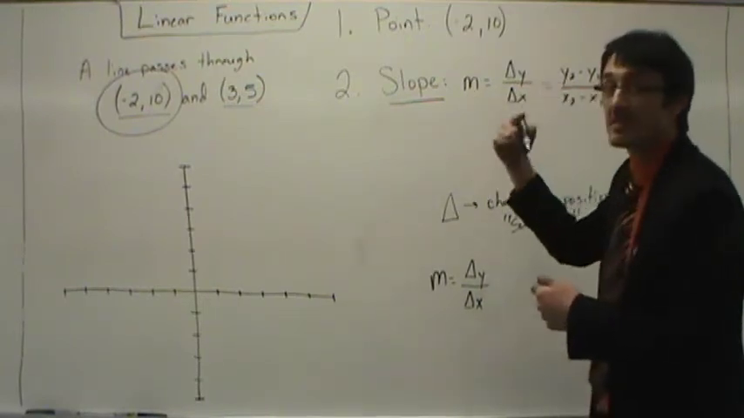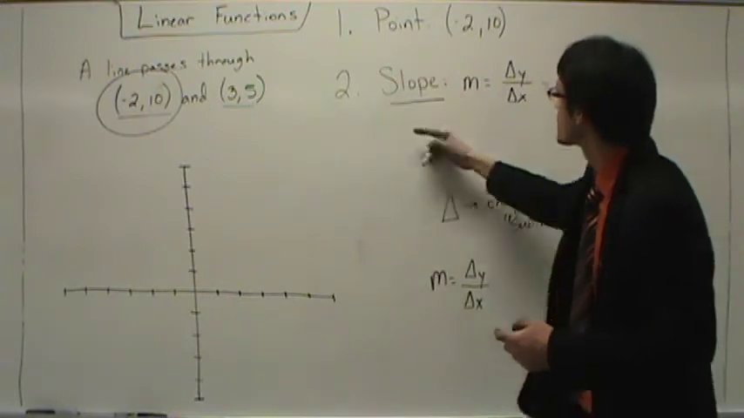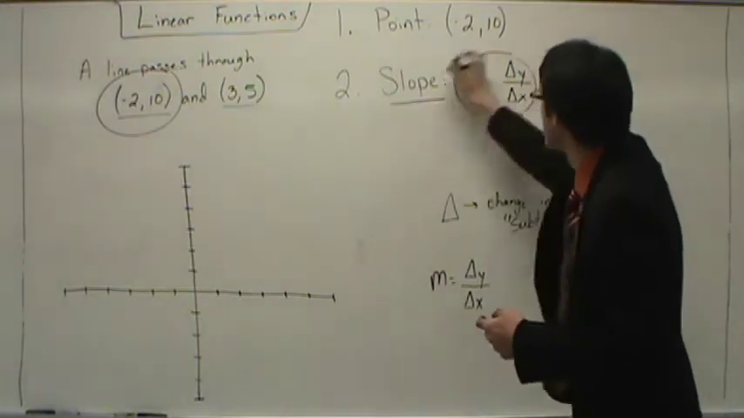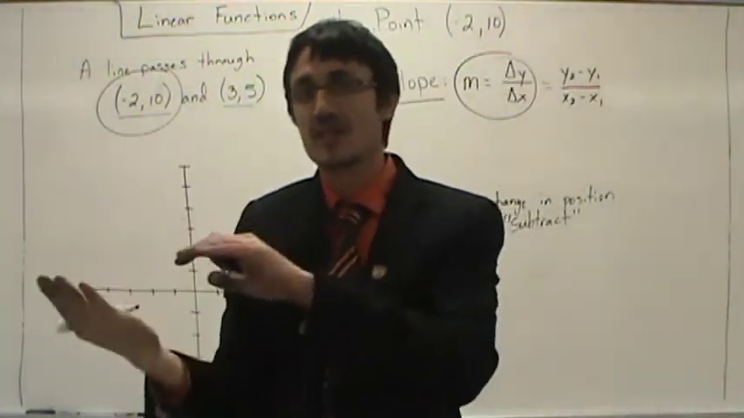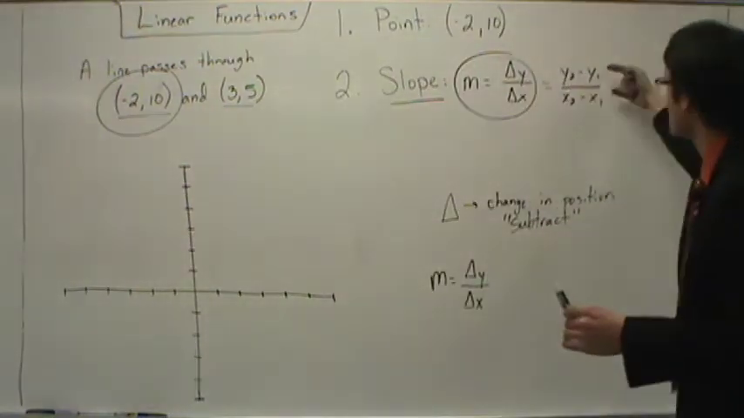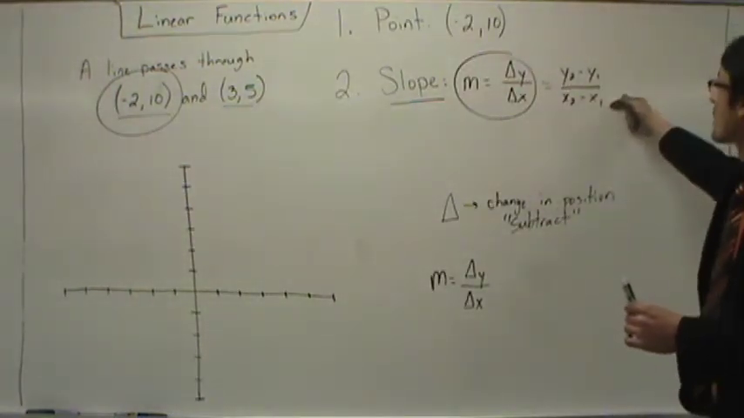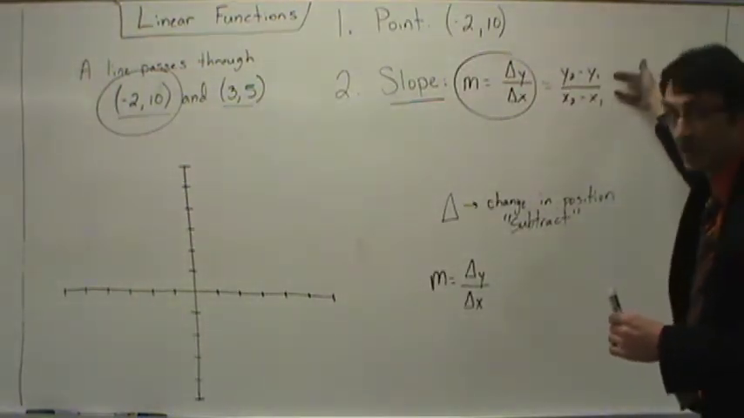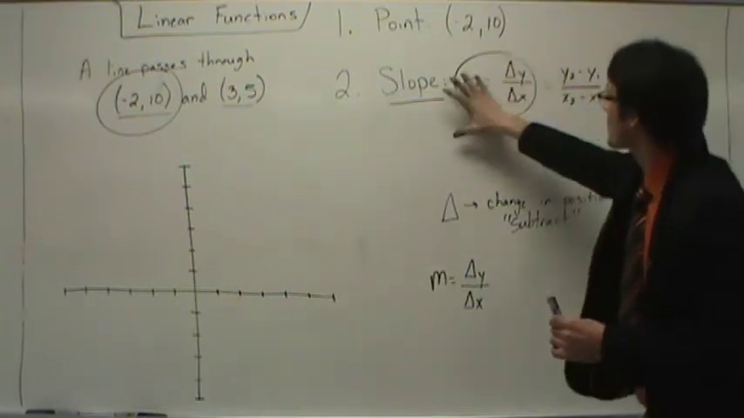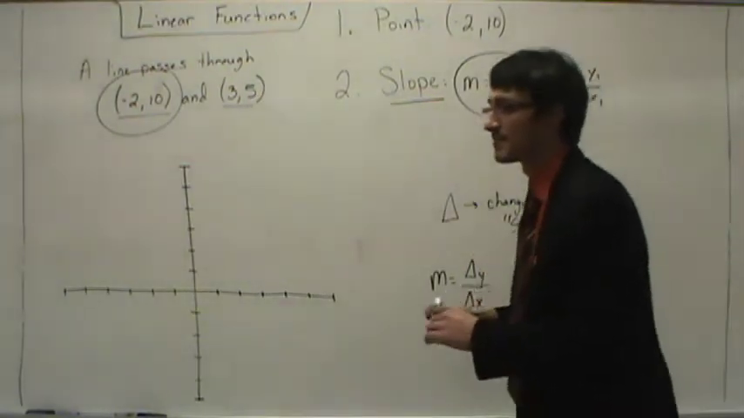Now, on quizzes, on tests, when I ask you what is the definition of slope, this is what you write. You write m equals delta y over delta x. Do not write y2 minus y1 over x2 minus x1. You will lose a point, okay? This is the proper definition, okay, for this class.